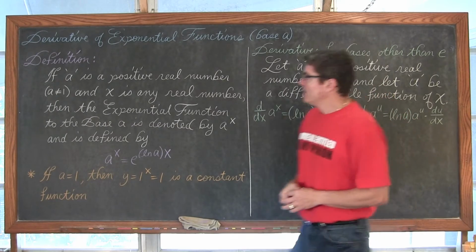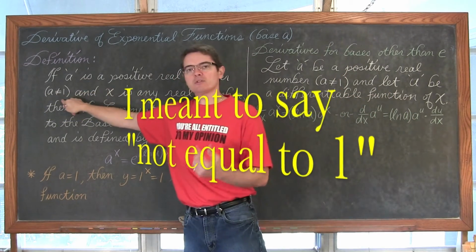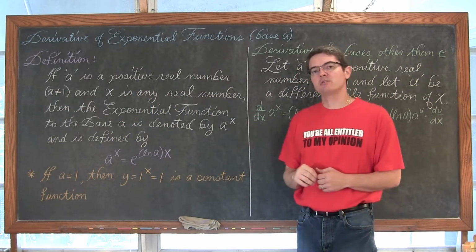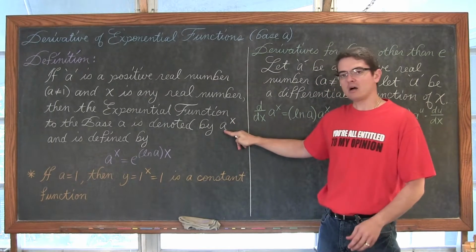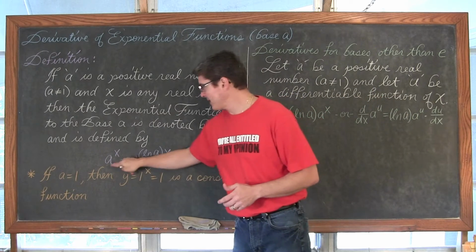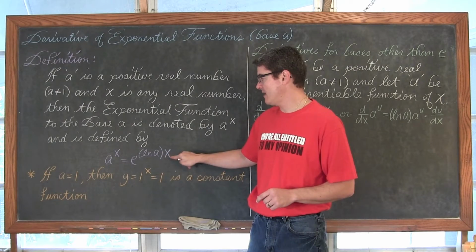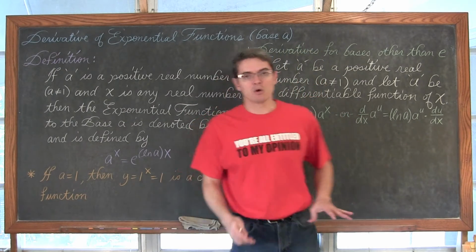If a is a positive real number not equal to 0, and if x is any real number, then the exponential function to the base of a is denoted by a to the x power. The base is a constant and the variable is in the exponent. And it's defined by a to the x is equal to e to the natural log of a times x. Now I'm going to get back to this as we get to the right-hand side of this board.